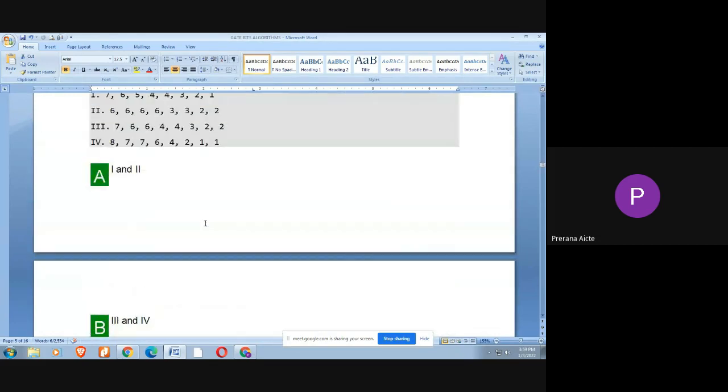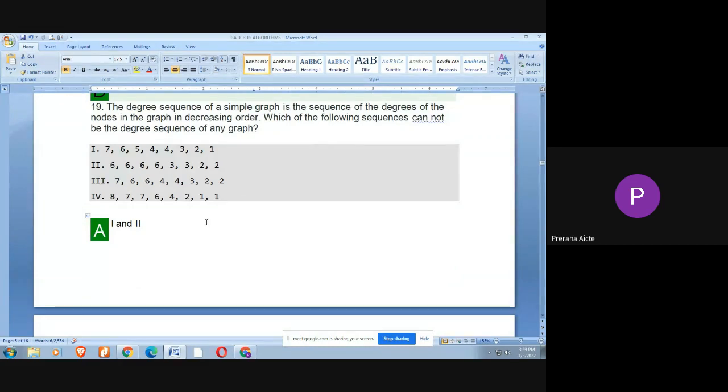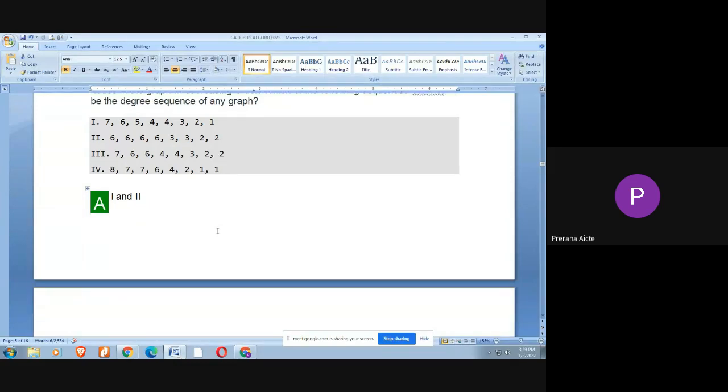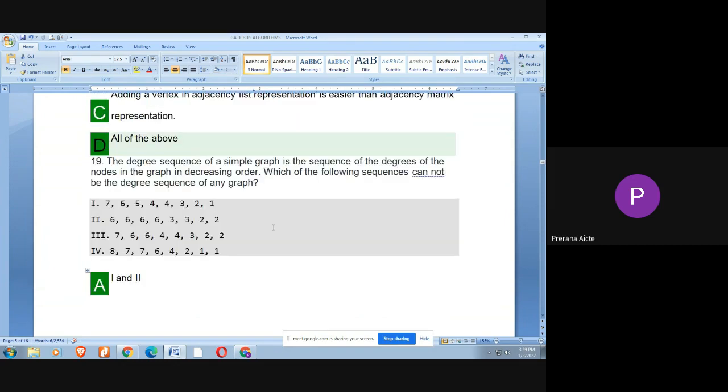So there are some rules: the number of odd degree vertices in the graph should be even, and the sum of the degree sequence should be even. By following that, we can say that options 2 and 4 are not applicable, or cannot be the degree sequence of any graph.